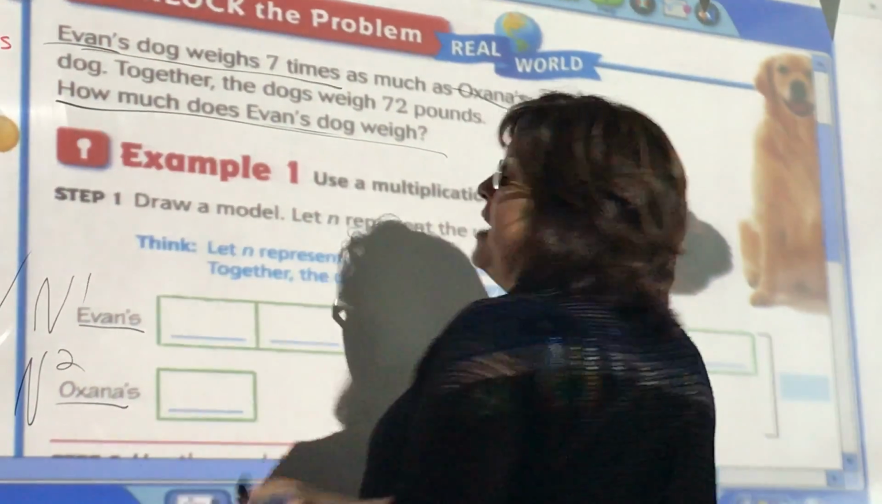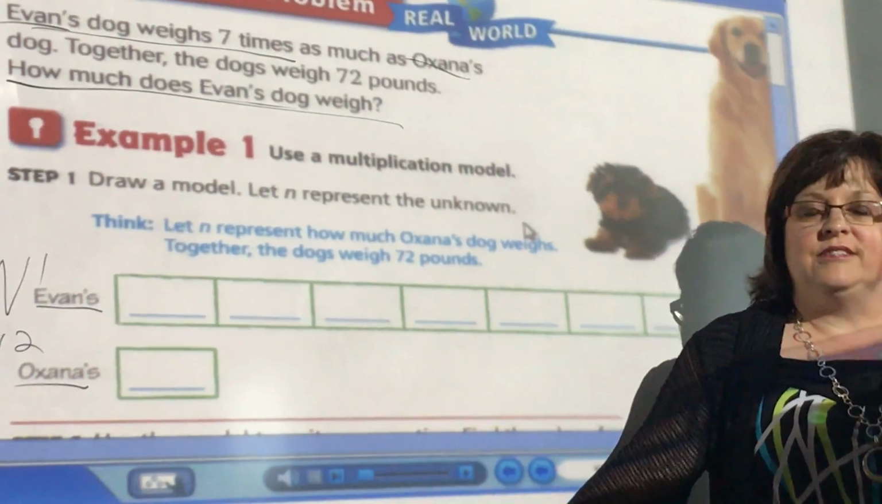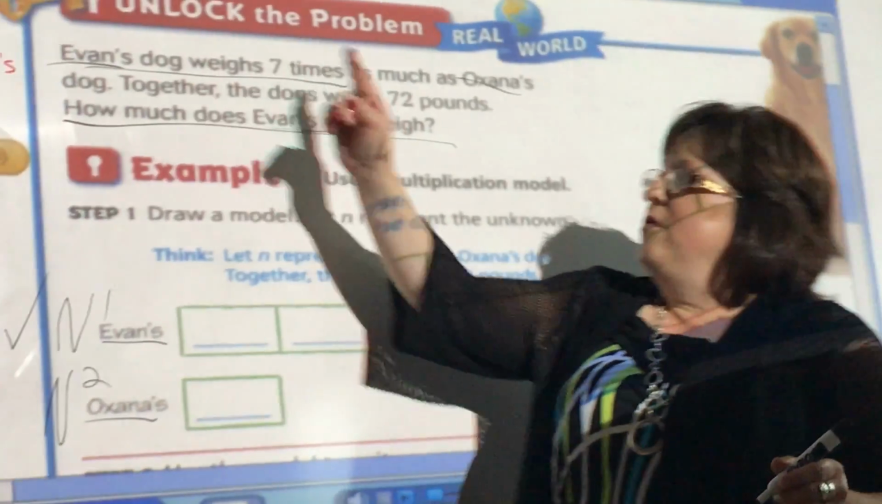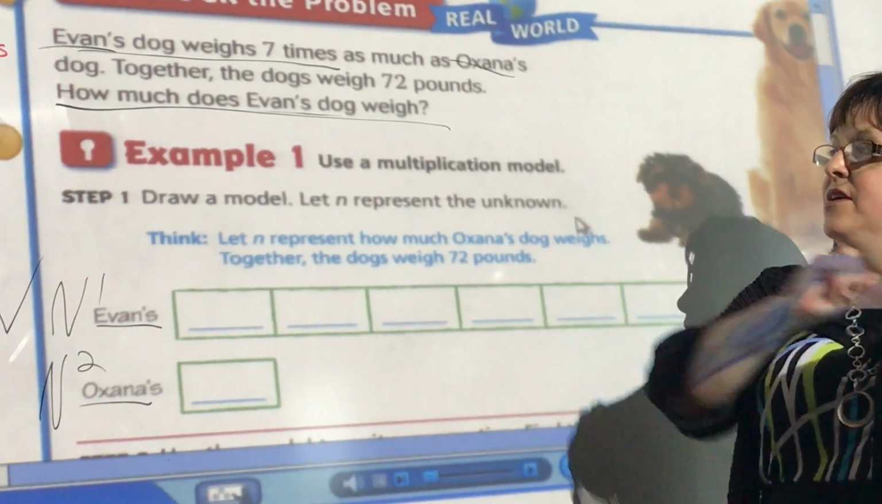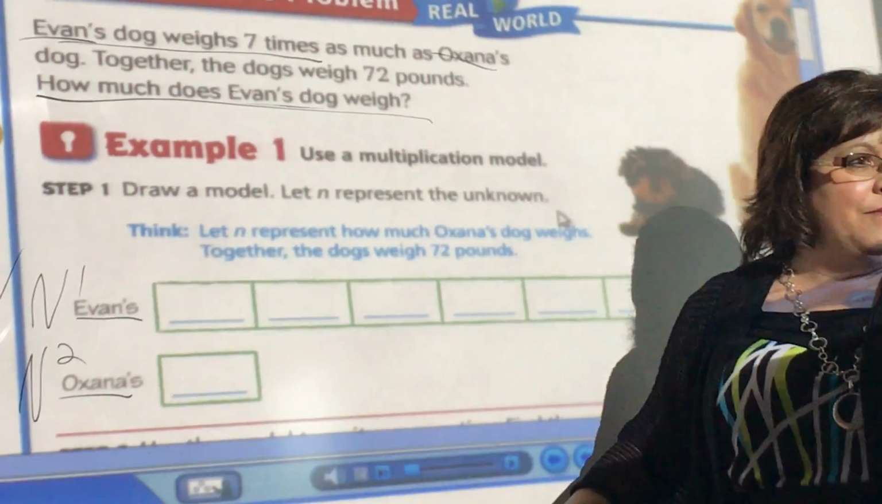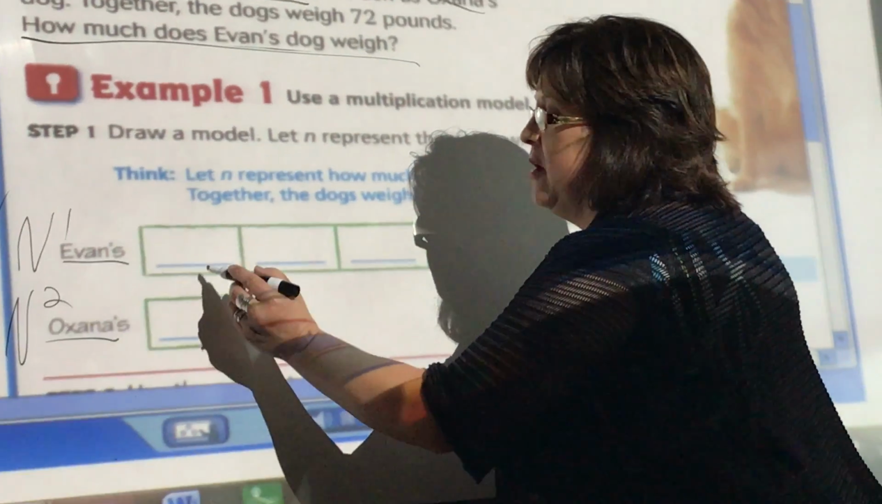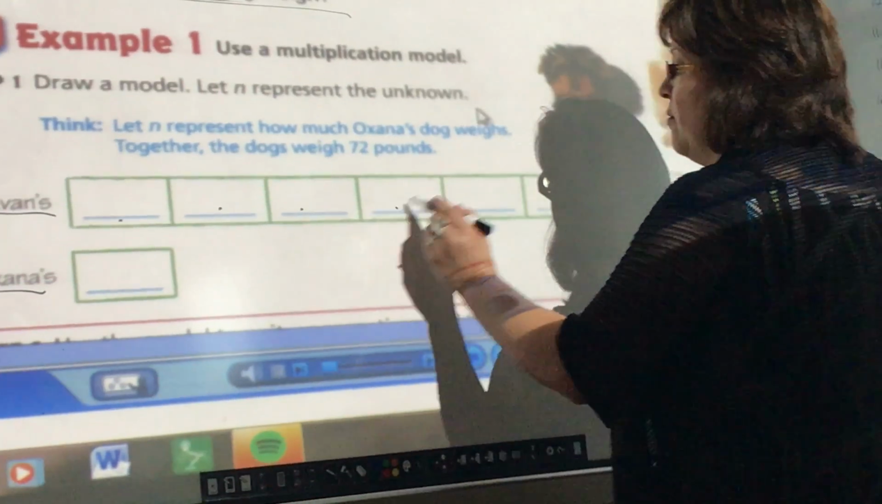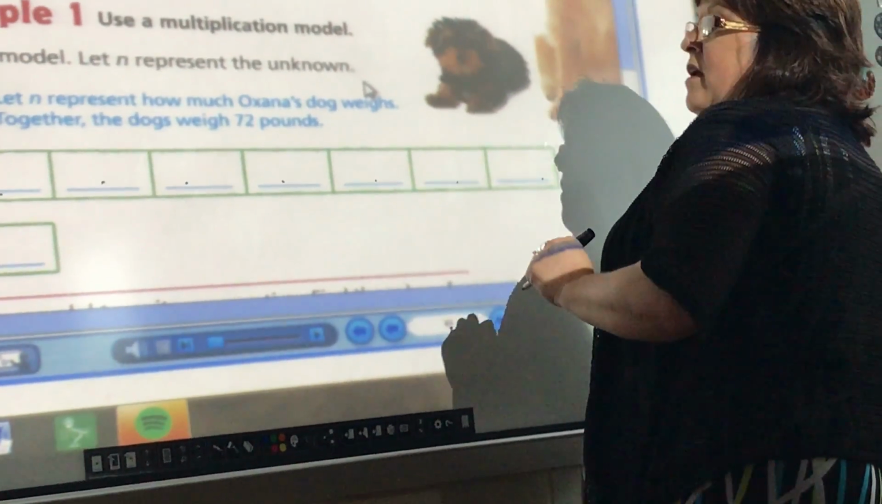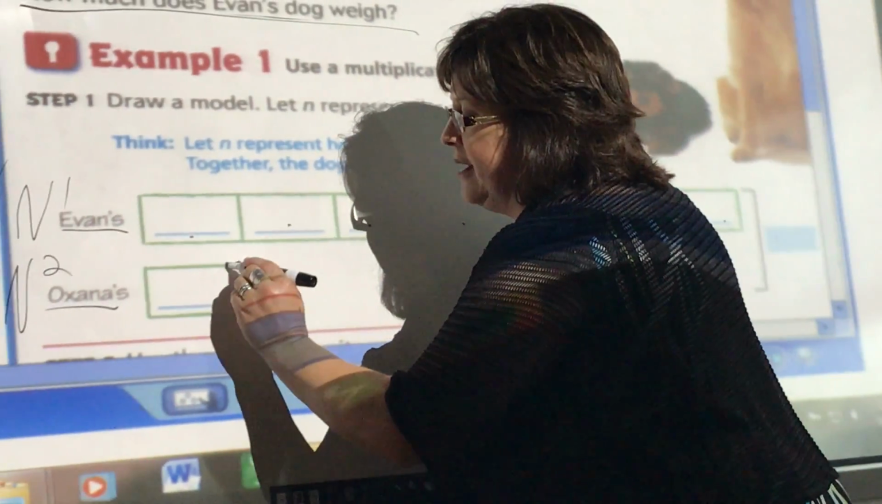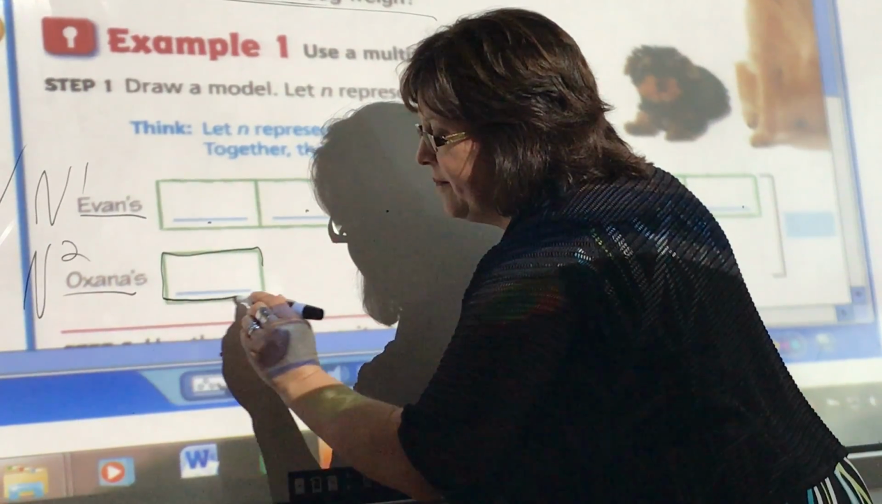Well, we have Evan and we have 7 times. Remember on Friday when we did this, when you have the noun with the boxes, we know that we're going to draw 7 boxes. You see on your paper that we have 7 boxes drawn: 1, 2, 3, 4, 5, 6, 7. And then we're going to draw 1 box here for Oksana.